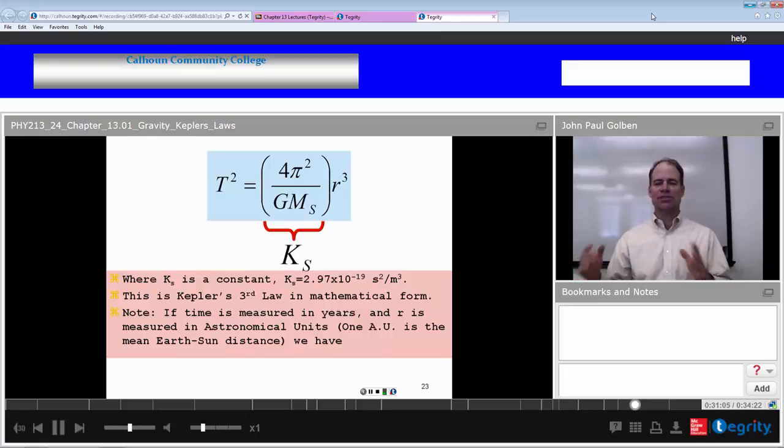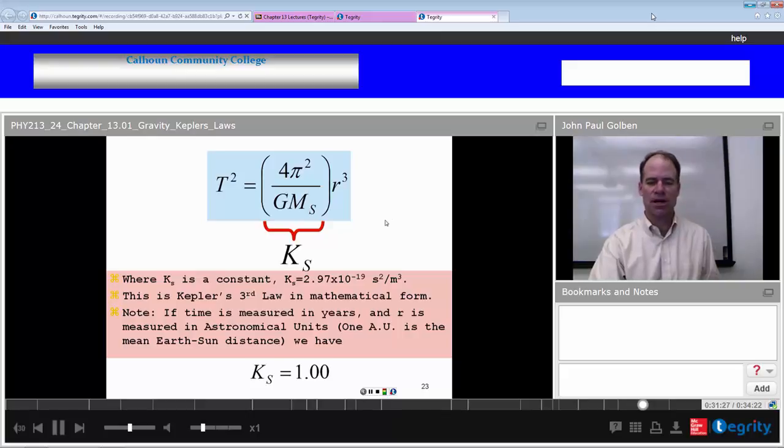If we measure time in Earth years, so that it takes the Earth 1 year to go around the sun, we would have 1 year squared for our period, and we measure the distance in astronomical units, where the Earth is 1 astronomical unit away from the sun, so this would be 1 cubed. Then with those units, the Kepler constant is 1. So we would have 1 squared equals 1 times 1 cubed, 1 equals 1. If you use years for time and astronomical units for radius, then 1 equals 1, and it works out.